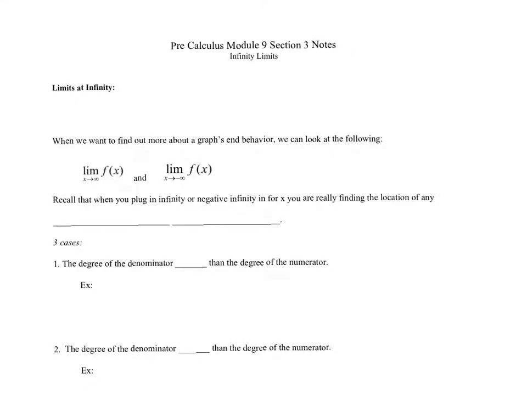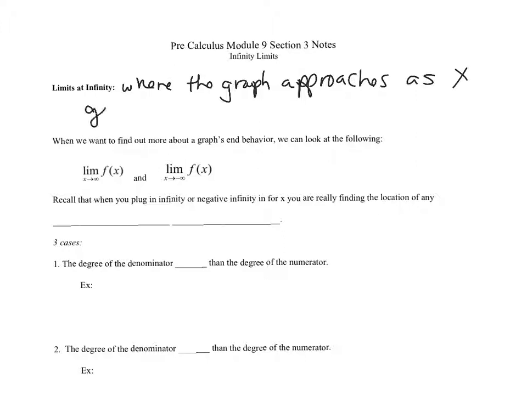All right, in our last section talking about limits, we're going to talk about infinite limits. Limits at infinity, limits that are infinity. So when we say limits at infinity, what we're really trying to find out is where the graph approaches as x gets very large or very small. So that's basically as it goes to infinity or negative infinity.